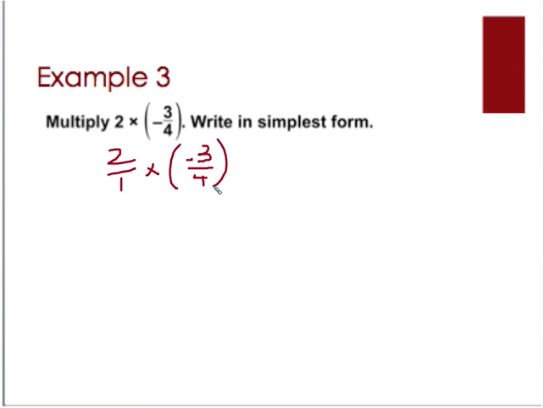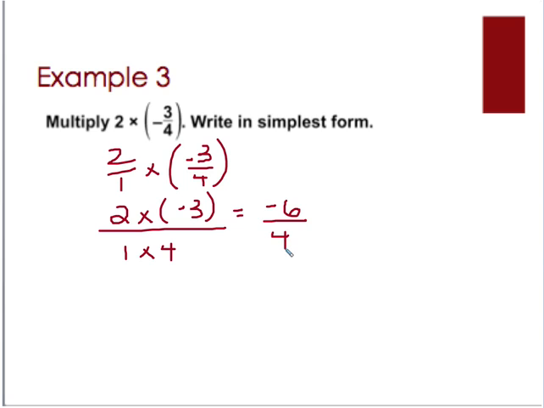So I wrote my problem. Now I'm going to rewrite it so that I have 2 times a -3 on the top and 1 times 4 on the bottom. 2 times a -3, we have to remember our integer rules, is going to be a -6 because a positive times a negative is a negative, and 1 times 4 is 4.